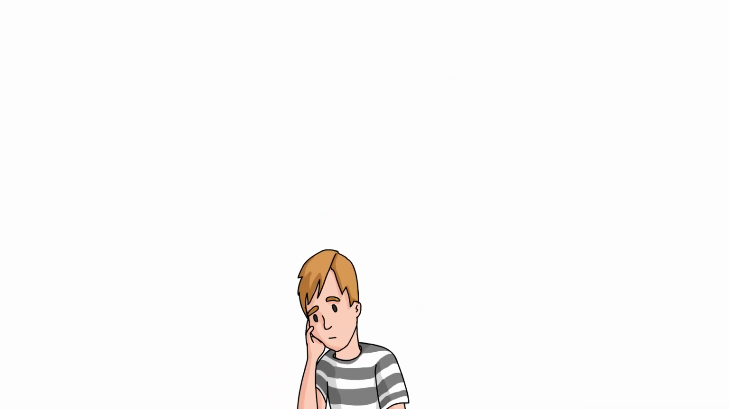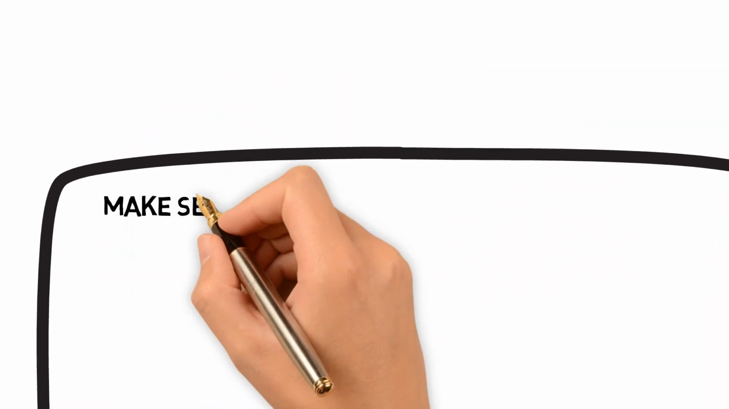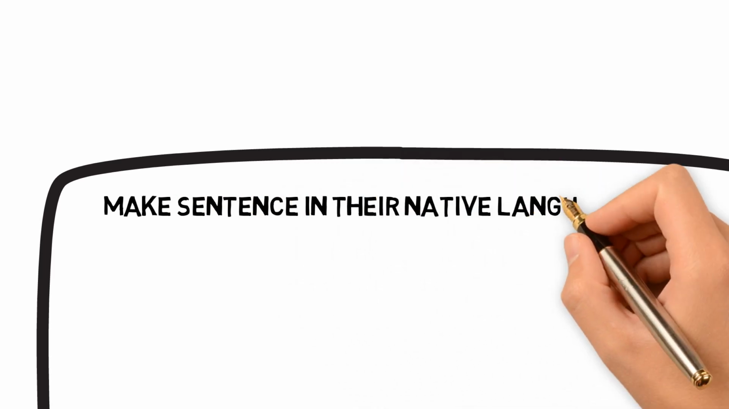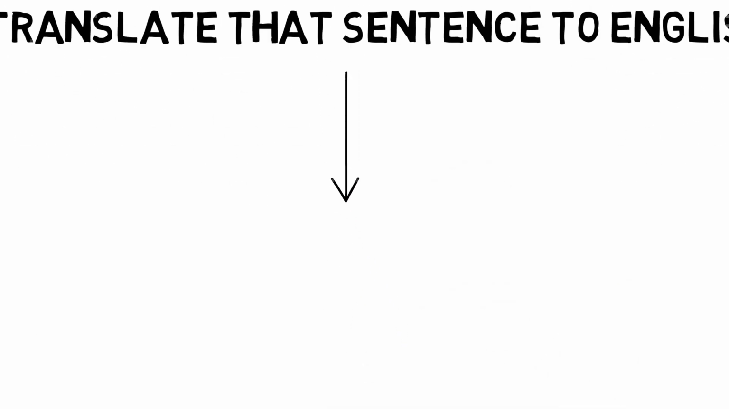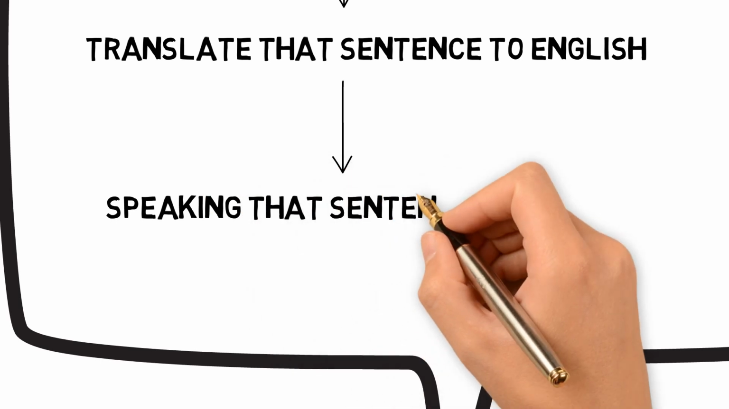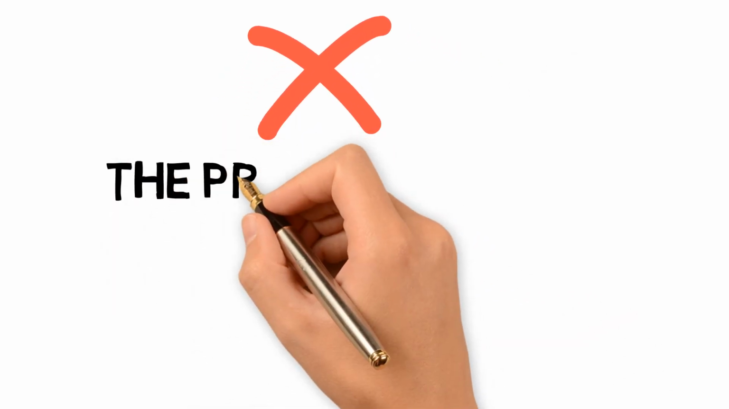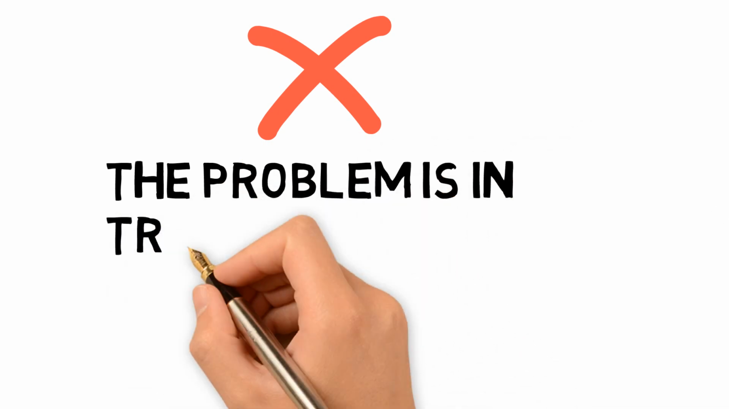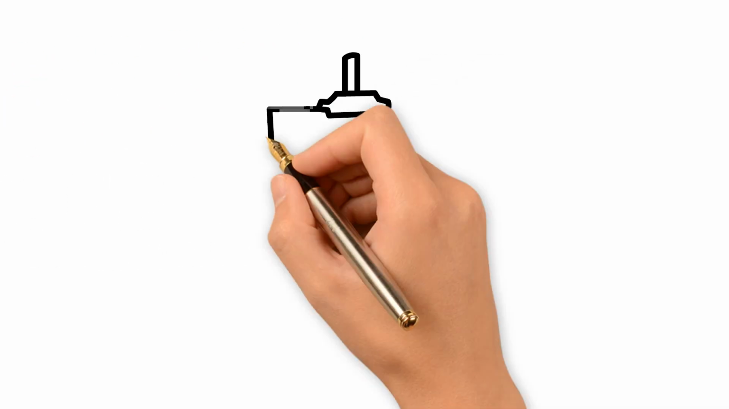So the most common problem my students tell me is that they first make the sentences in their native language and then they translate those sentences into English, and finally they speak that sentence in English. All those things are happening in the brain itself. So there is a problem in this technique, and the problem lies behind what we call the translation method. Now why am I telling you there is a problem? Because of three specific issues.